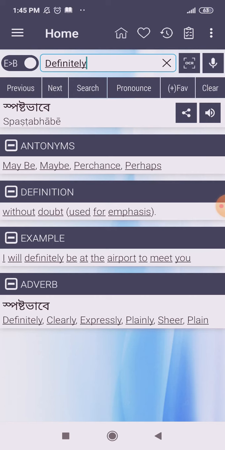Definitely. Its Bengali meaning is স্পষ্টভাবে or বিস্তারিতভাবে. Now we will learn some antonyms of the word.